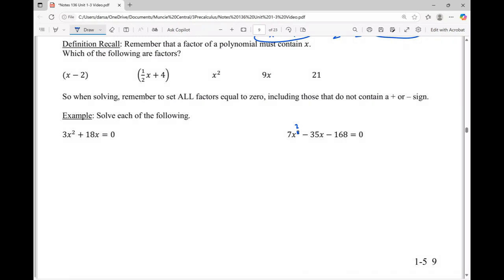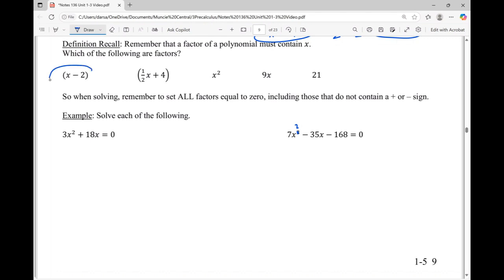So the biggest part of solving by factoring is that you have to write each factor equal to 0. But what is a factor? What makes something a factor? Because a lot of people think a factor just means it's x plus a number or x minus a number, and that's not necessarily true. So a factor is anything that has the variable in it. So most of the time that variable is x.